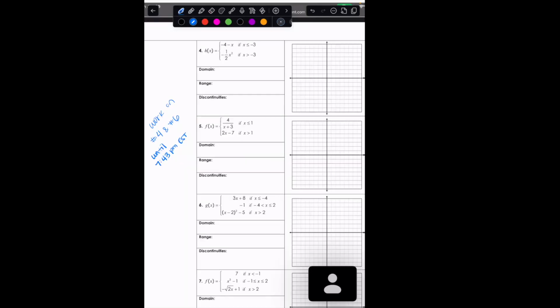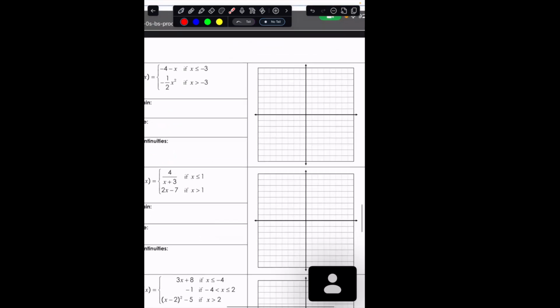All right, let's talk about number 4 first. So again, I always worry about the connection point first. So I'm going to worry about -3. I'm going to start by plugging that into my first function here. So I have -4 minus a -3. It's going to turn into -4 plus 3, right? So -4 plus 3 is -1. So -3, 1, 2, 3, -1. So I know I have that point on that left side.